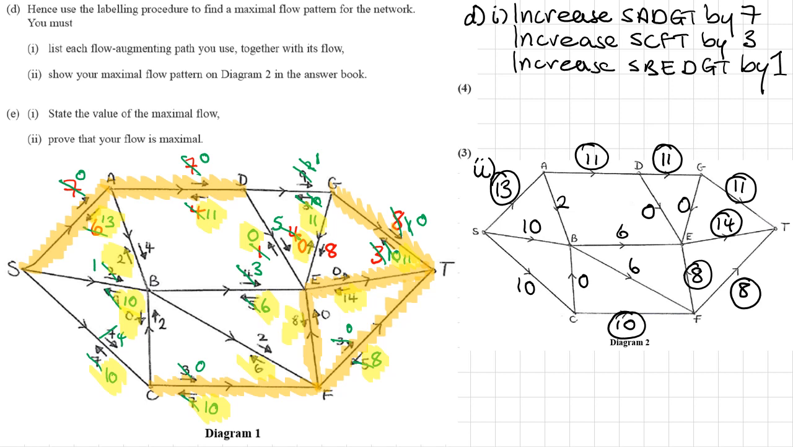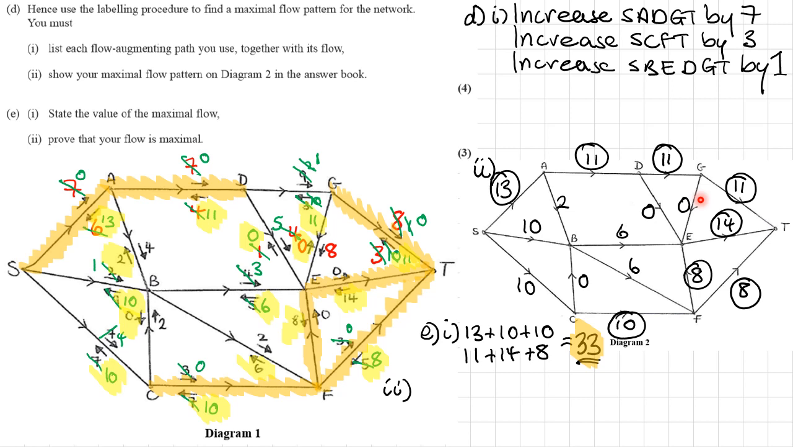Part E, first part of part E, is to state the value of the maximal flow. Okay, so I either need to look at the sum of the flows out of the source, which should equal the sum of the flows into the sink, and if I add either one of those up, I'll get an answer of 33. And the second part of part E says prove that your flow is maximal.